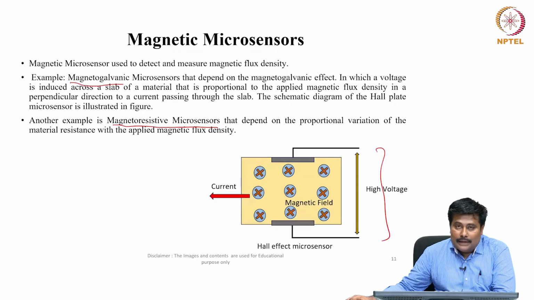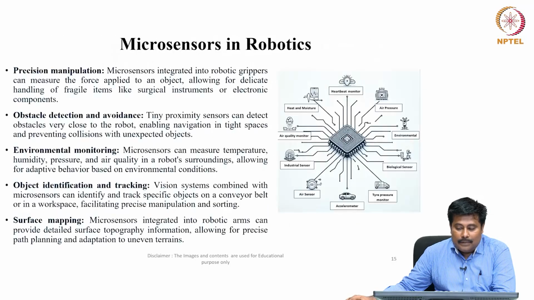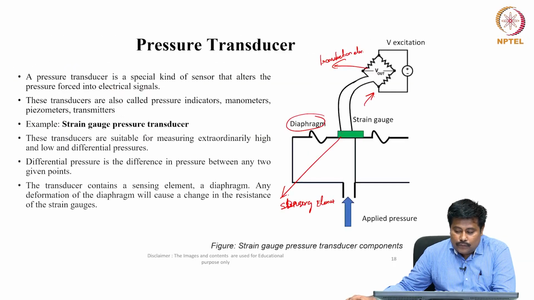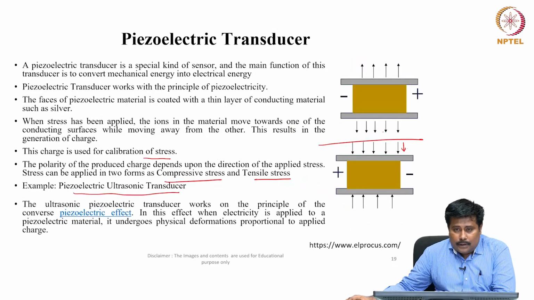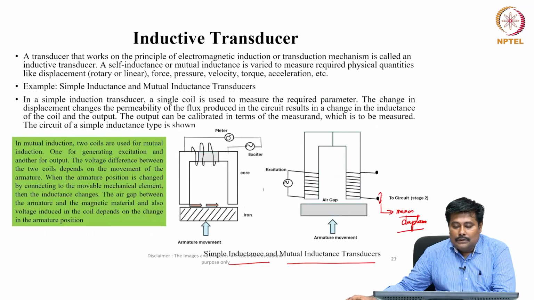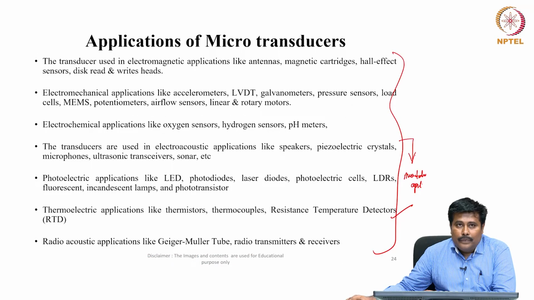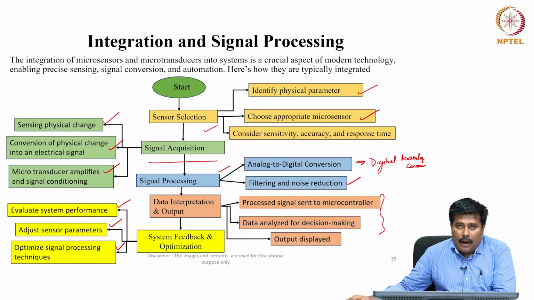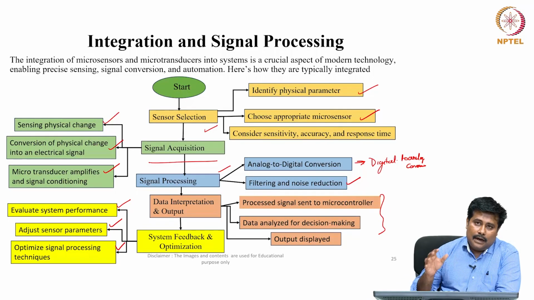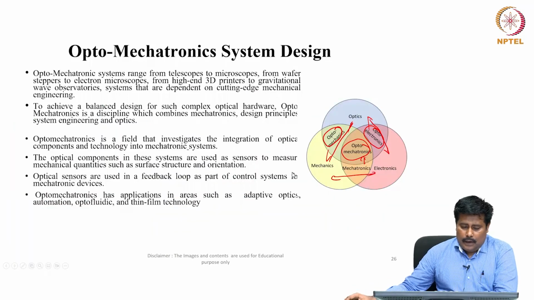So, the different transduction elements and sensing elements are discussed, and how they are used for robotic applications: the pressure transducer, piezoelectric transducer, capacitive transducer and inductive transducer, and fundamentals about the ultrasonic transducer. Then we had a discussion about integration and signal processing.